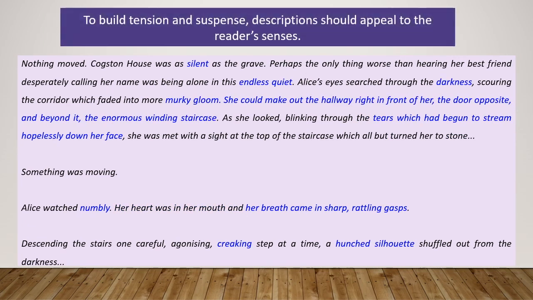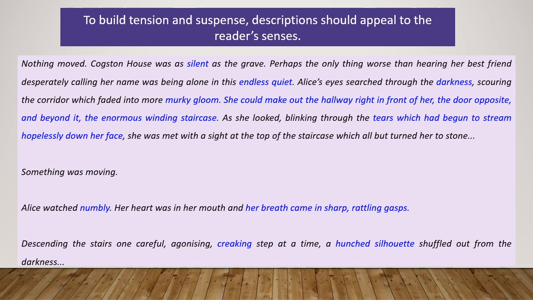Much like our setting descriptions, to build tension and suspense, descriptions should appeal to the reader's senses. So we've done the 5 senses before: sight, hearing, smell, touch, and taste. Again, I've highlighted in blue. The silence that can be heard, she's seeing the darkness and the murky gloom. Description again of the objects that can be seen.